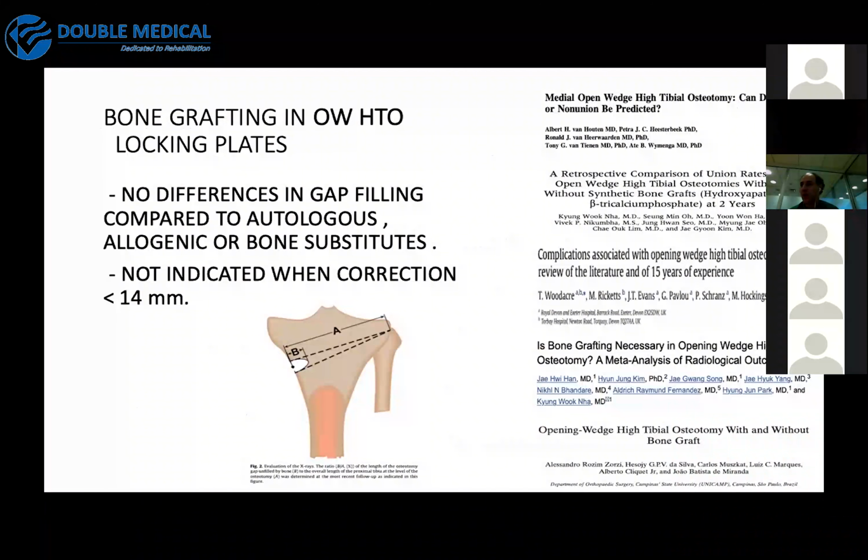So what happens with bone graft? Well, there are a number of studies that show there's no difference in gap filling with any kind of bone graft that we use, autologous, allogenic, or bone substitute. But the most important of all, using a stiff plate like TomoFix, graft in HTO is not indicated if the correction is under 14 millimeters. I haven't used bone graft, I think, since 10 years ago for any patient. I have had no new problems in my number of patients, which is over 250.